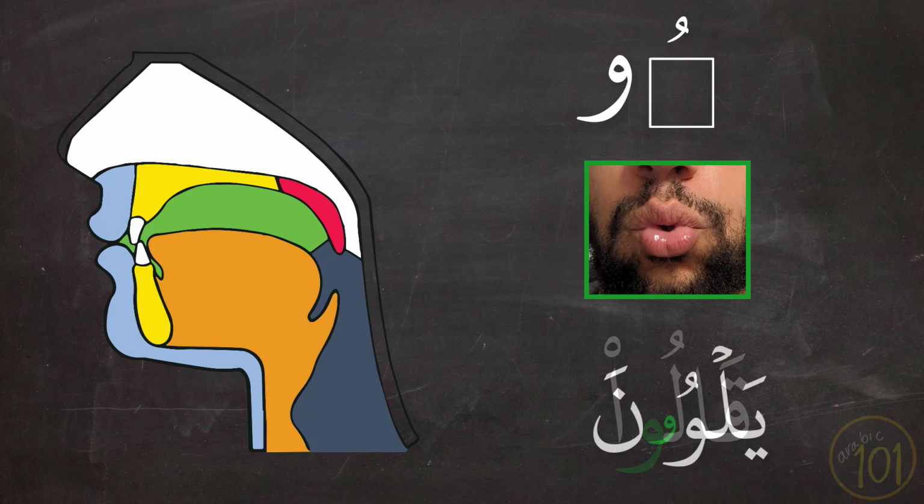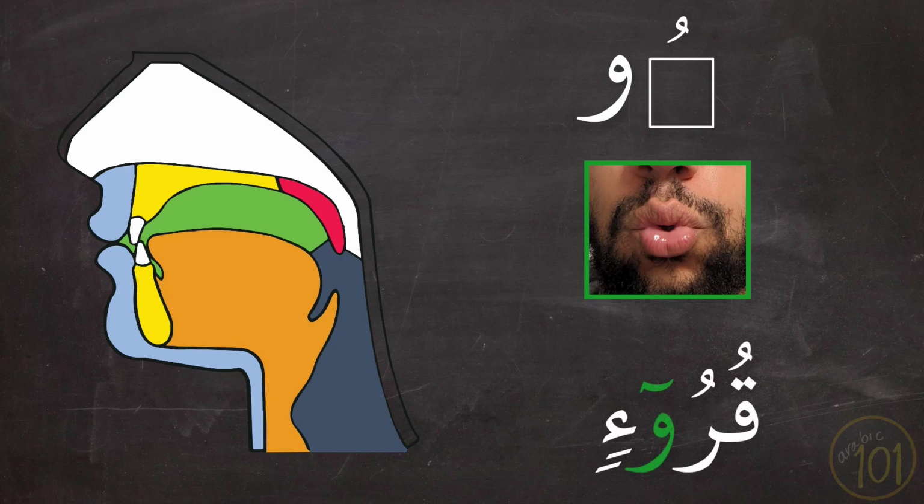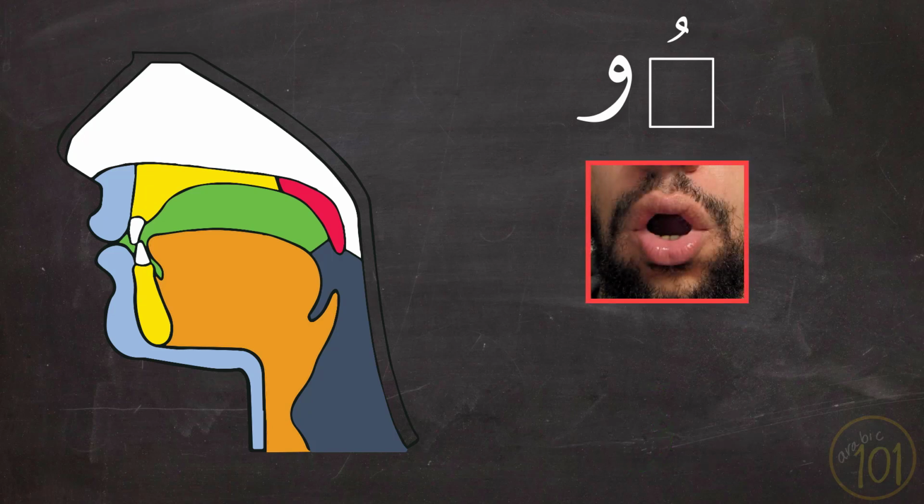قالوا، يلوون، ثلاثة، قروء. If the shape of the mouth is too open, a hint of the sound of alif will be mixed with the waw, and that is not correct, of course.